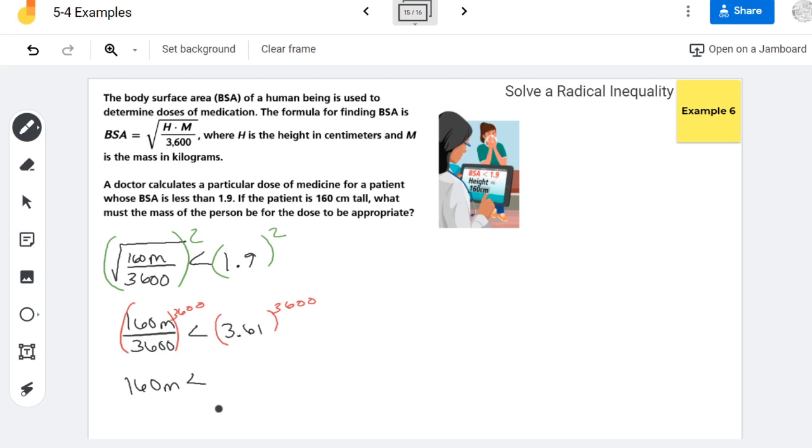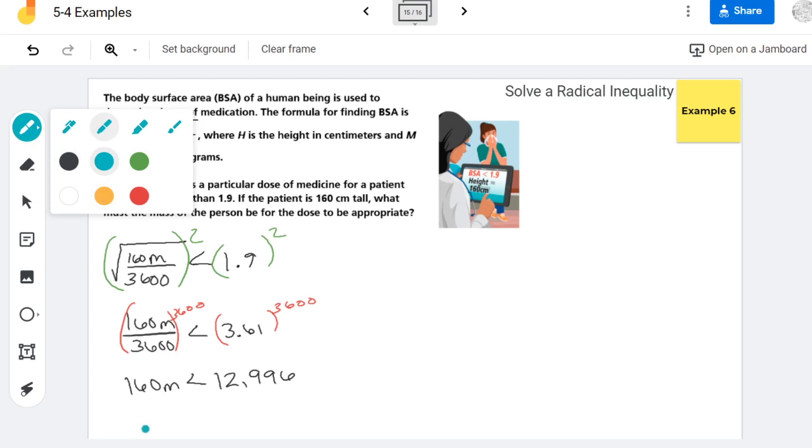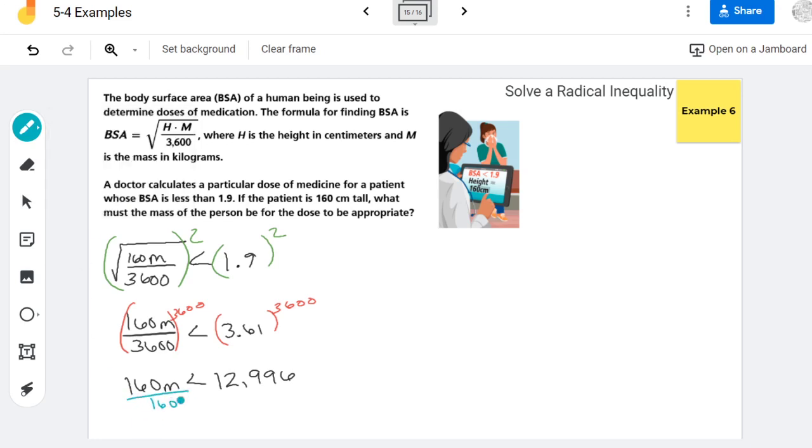good grief. Did I do that right? Maybe I did that right. Let me double check. Yeah, I guess so. 12,996. Okay? And then to get rid of that 160, again, we're going to divide by 160.